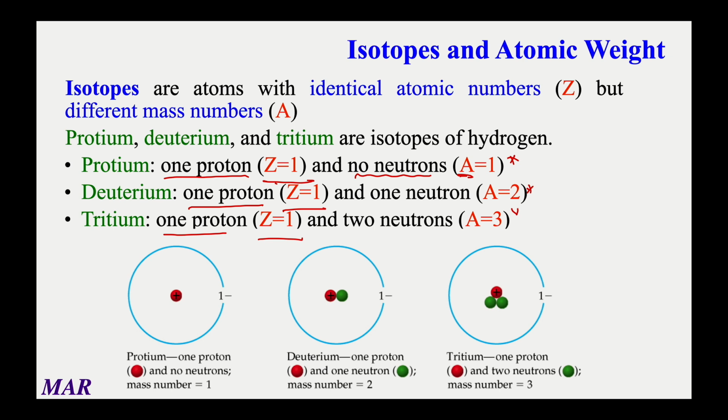Deuterium, which by the way is often called heavy hydrogen, has 1 neutron. So 1 proton plus 1 neutron is where the mass number of 2 comes from. And tritium has 1 proton and 2 neutrons. So 1 proton plus 2 neutrons, mass number of 3. We're going to see how these isotopes can all have quite different properties, but if you know about them, you can do some really cool things with them.